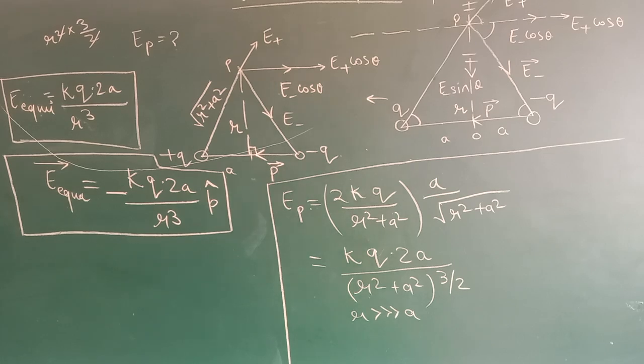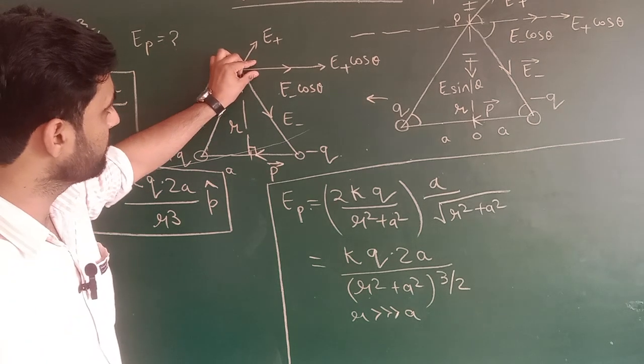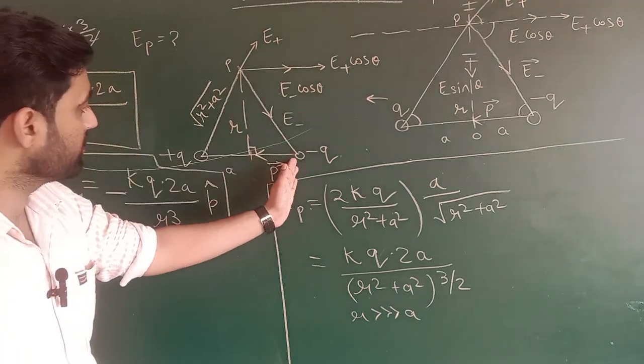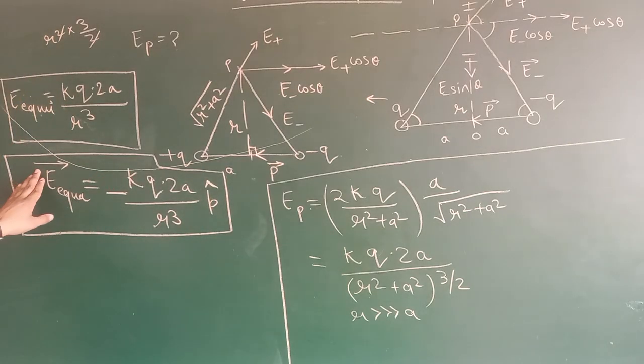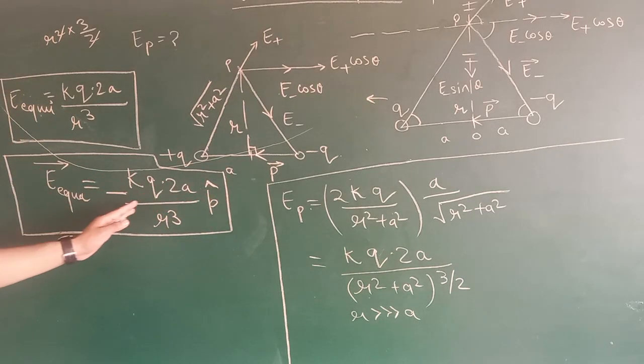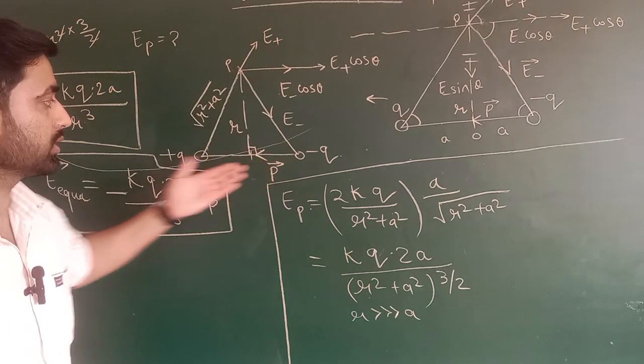Let me again make it very clear. The direction of electric field is rightward and direction of dipole is leftward. So that is why I am writing E vector with P cap with negative sign, just to show that the directions are opposite.